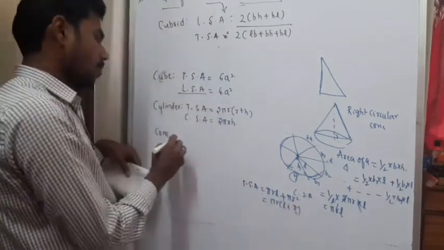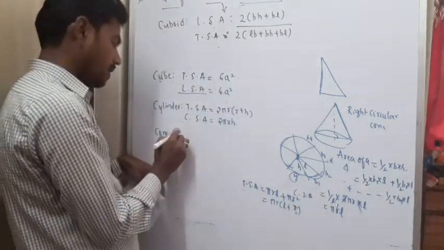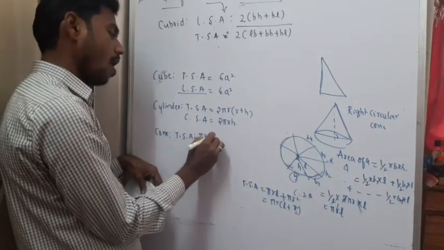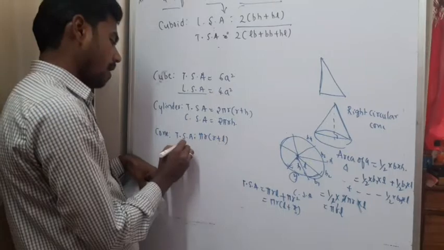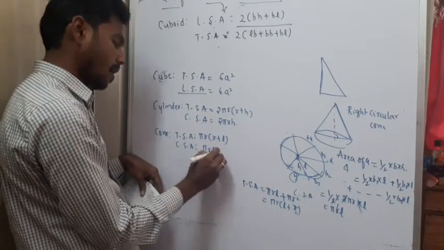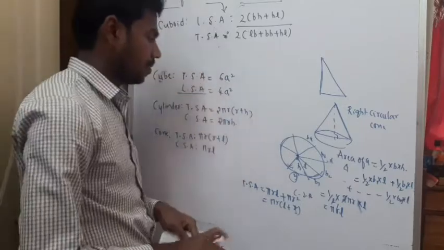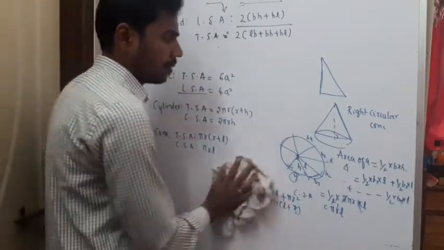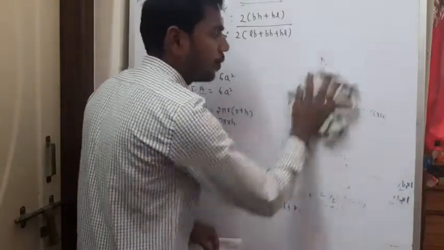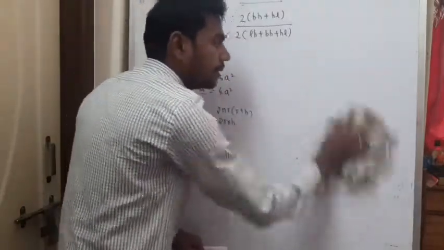So in case of cone, what is the total surface area? Total surface area is pi r into r plus L, and curved surface area is pi r L. Okay, so please note this down. If you have any difficulty, feel free to contact me.